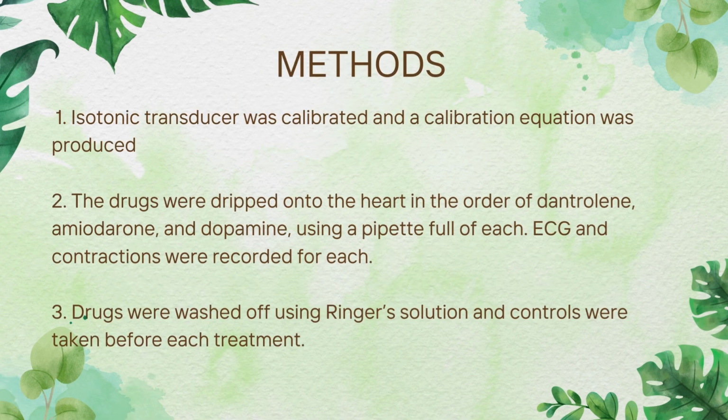Right, a brief method section. The dissection and preparation of the frog heart was based off the BIPN 105 lab manual. For the experiment, first the isotonic transducer was calibrated, and then the drugs were dripped onto the heart in the order of dantrolene, amiodarone, and dopamine, from least to most toxic, using a pipette full of each, and then ECG and contractions were recorded from all of them.